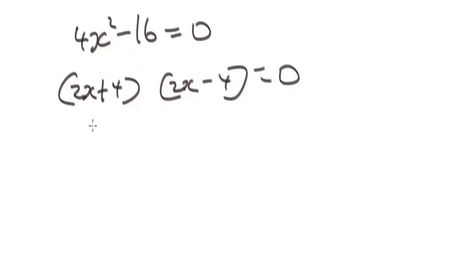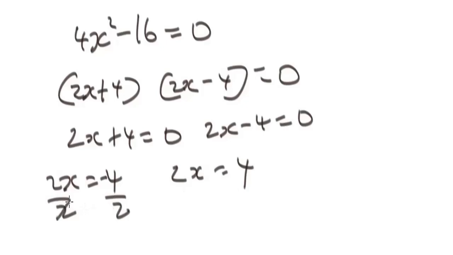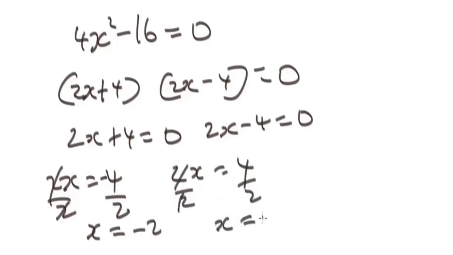So you equate each of the factors to 0. We have 2x plus 4 equals 0 and 2x minus 4 equals 0. Okay, so you make x the subject. I'm going to have 2x equals negative 4 and 2x equals 4. So divide both sides by 2. So x here equals negative 2 and we divide both sides by 2. x here will be 2. So when you plug in negative 2 and 2 here respectively and do the math, you're going to get 0. So that's it for this problem.